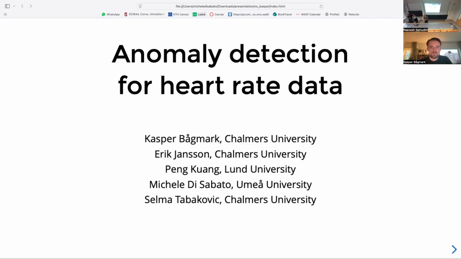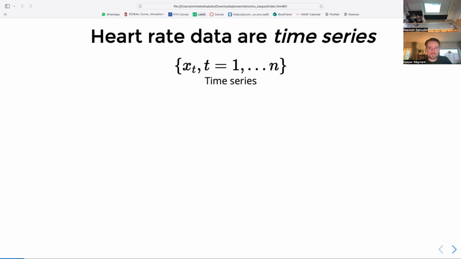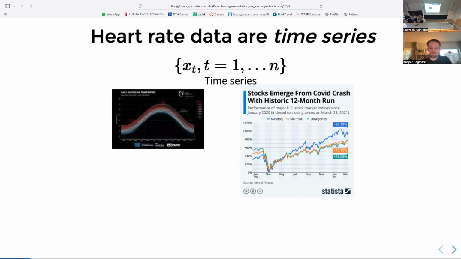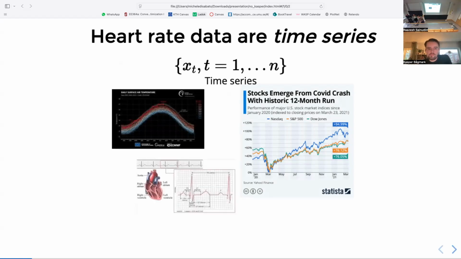And this heart rate data that we've been working on is an example of time series. A time series, mathematically, is just a sequence of observations indexed by time. There are plenty of examples of time series. For instance, financial data, so this, I think, is some kind of index closing each day. Daily temperature is another example, or in our case, heart rate data, from this electrical signal from the heart.